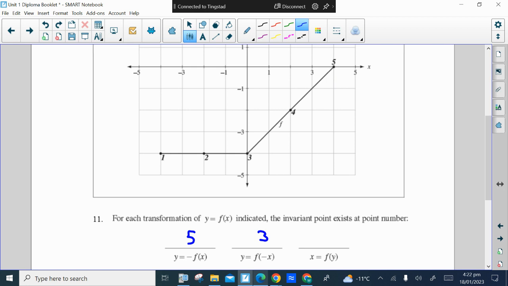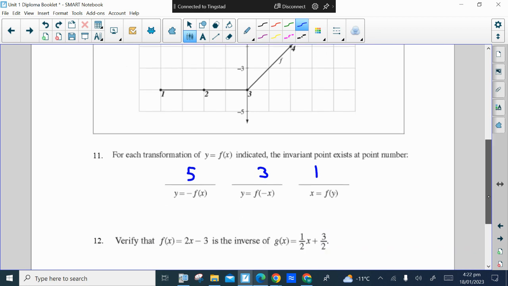And our invariant points, or our points on the line y equals x, are where the x and y values are the same, which is 0.1. 0.1 is at the point -4, -4. It's on the line y equals x. So that's where the invariant point would be.